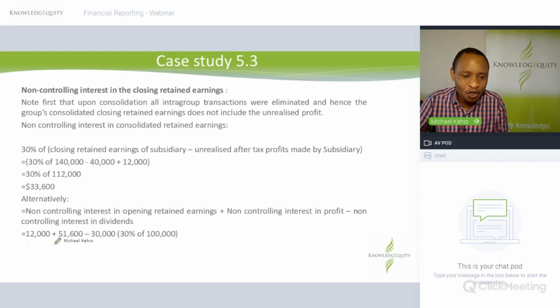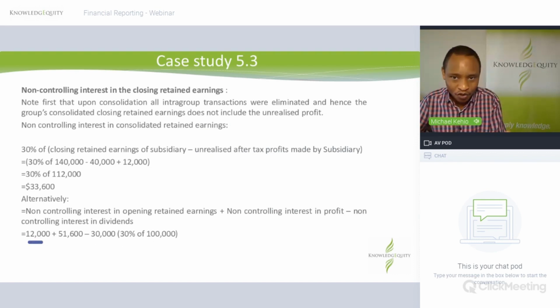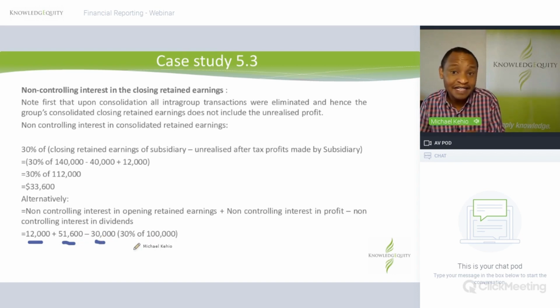So you should be able to know that this figure, you know where that came from. We calculated that before. We calculated this as well. The figure that we didn't calculate is the $30,000. And so that is adjusting for dividends.